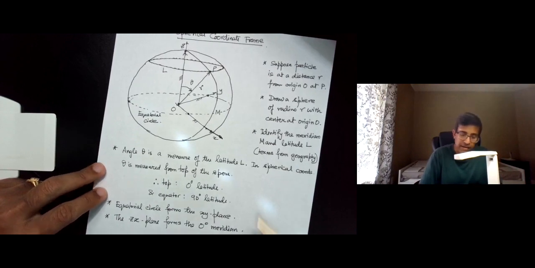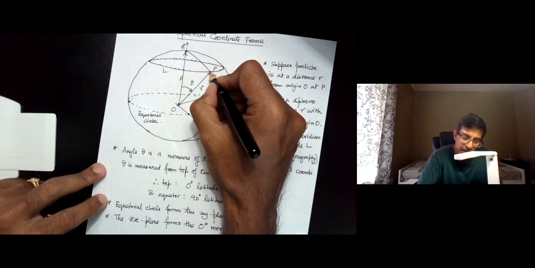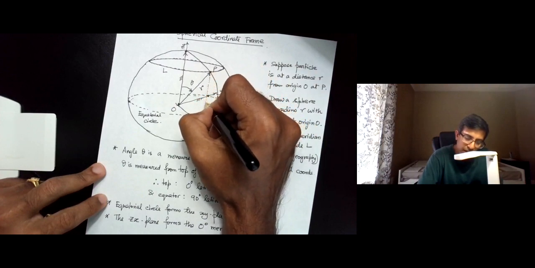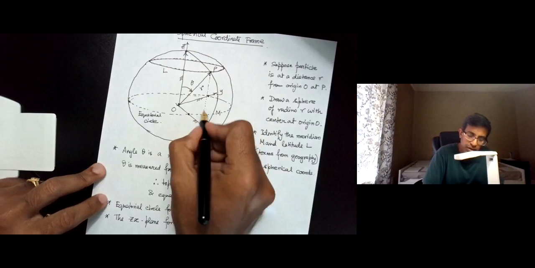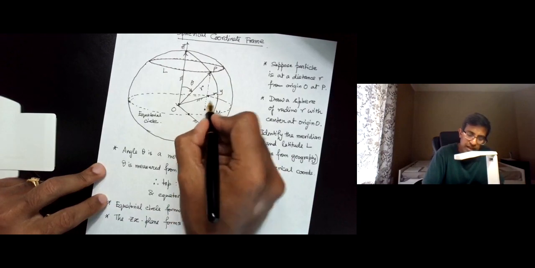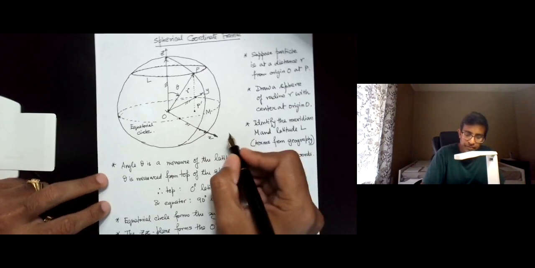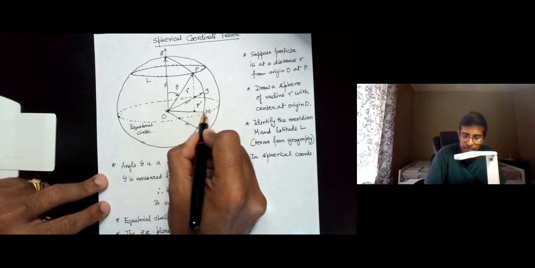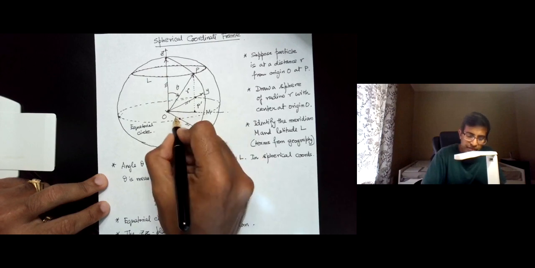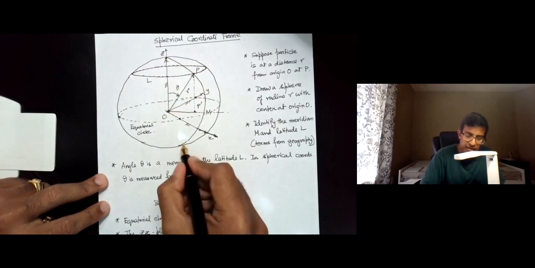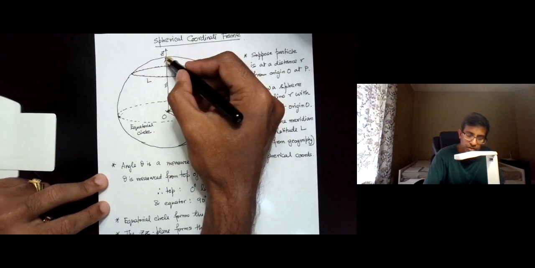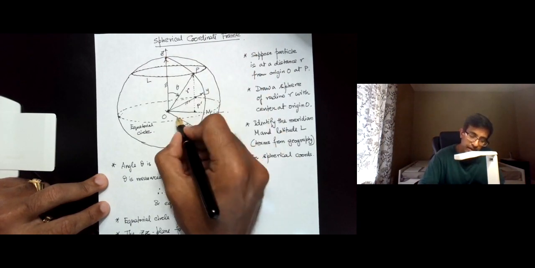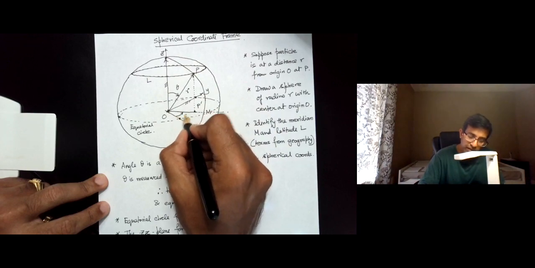Alright, and let's say that I project this point P onto the equatorial plane, and that projection happens at P prime, and I join O and P prime and extend it. Then this meridian that we have drawn from the top of the sphere through the point P, which is the meridian for this point, it makes an angle phi.